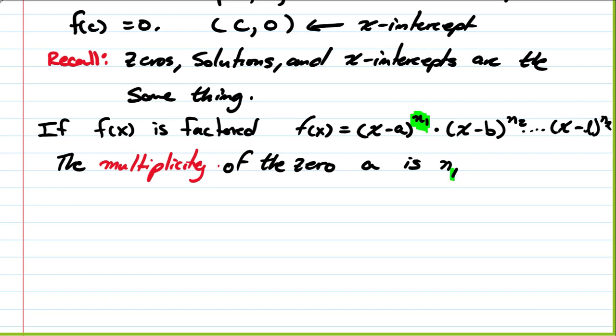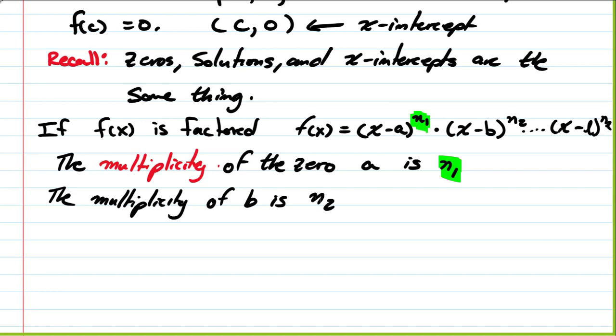So we'll notice the 0 of A is, if I plug A into this term right here, A take away A is 0, which would make that entire polynomial equal to 0 because it's factored. Because 0 times anything is 0. So the multiplicity is going to be the exponent on the linear factor. So for our next factor, the multiplicity of B is n2, and so forth.